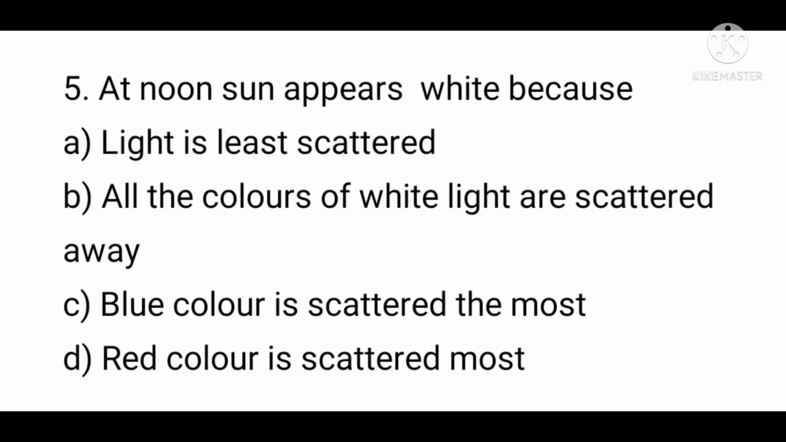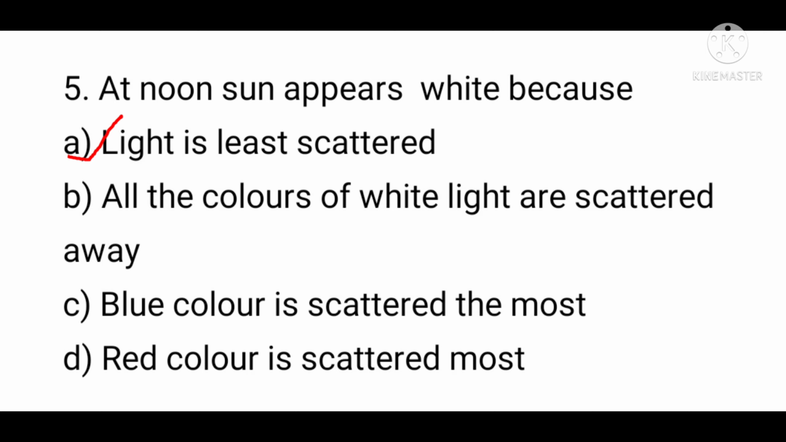Question number 5. At noon, the sun appears white because option A, light is least scattered. Option B, all the colors of white light are scattered away. Option C, blue color is scattered the most. Option D, red color is scattered the most. Answer, option A, light is least scattered.